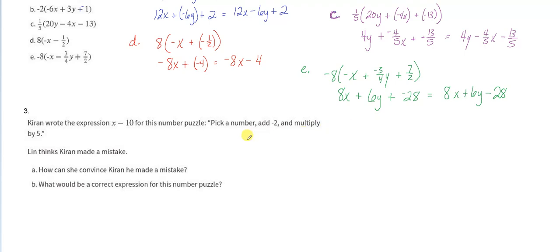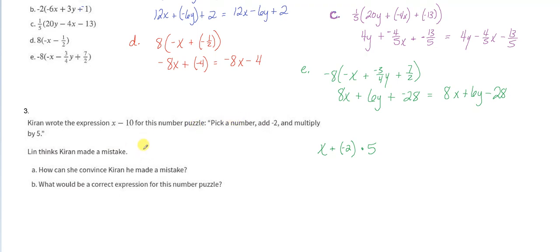So the number puzzle says essentially, okay, pick a number, so we're going to call that x. Picking a number, you're going to add negative 2 to that number, and multiply by 5. Multiply by 5 looks like this. Alright, so Kieran has written the expression x minus 10 for this particular number puzzle.